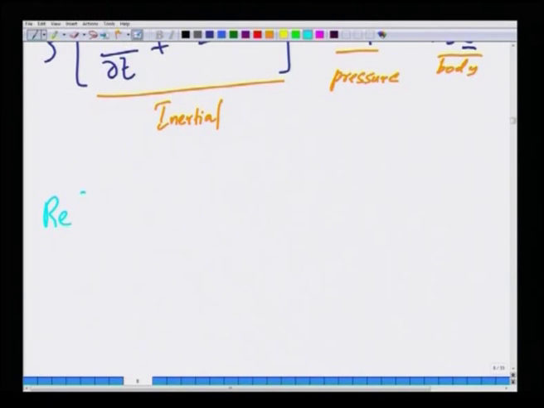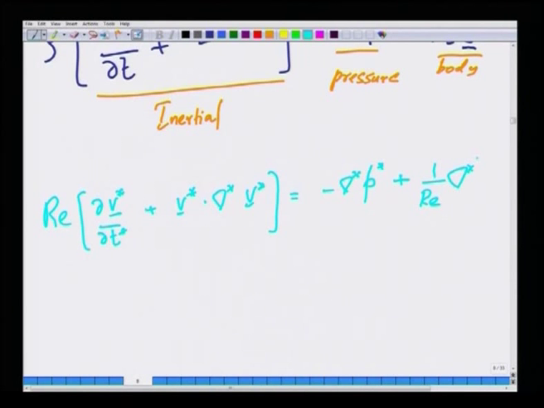It is nothing but Re times the partial of V star with respect to t star, and these are all starred variables because they are all non-dimensional, plus the convective term, is equal to minus del star P star plus 1 over Re times the viscous term. I am going to neglect body forces for the moment because they do not play an important role right now. I have taken the Reynolds number to this side.